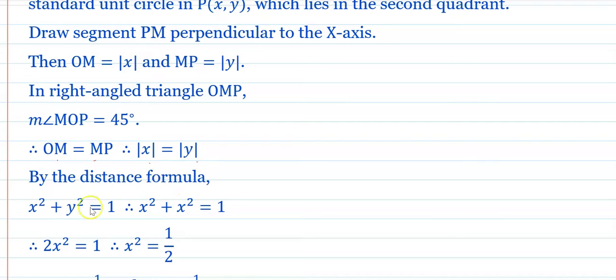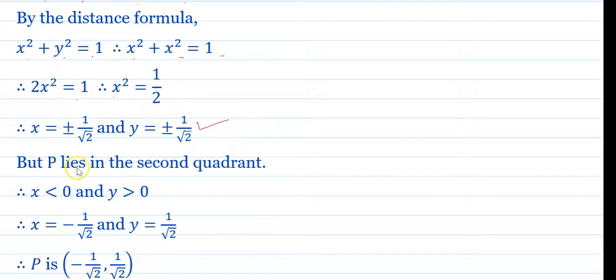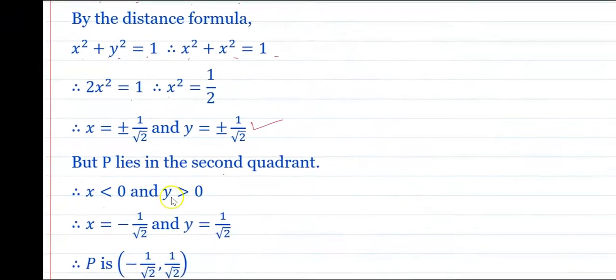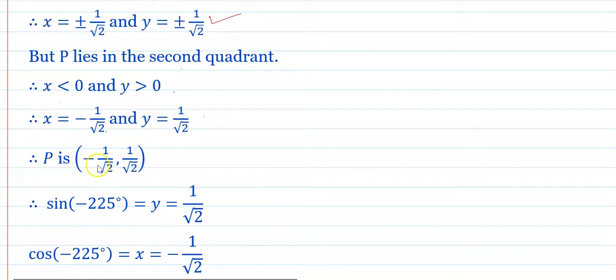By the distance formula, x square plus y square is equal to 1. Now replace this y square by x square because both are equal. Therefore, 2x square is equal to 1, that is x square is equal to 1 upon 2. Taking the square root, you will get x is equal to plus or minus 1 by root 2, and y is also plus or minus 1 by root 2. As P lies in the second quadrant, x is negative and y is positive. X is equal to minus 1 by root 2, y is equal to 1 by root 2. And hence the coordinates of the point P are minus 1 by root 2 and 1 by root 2.